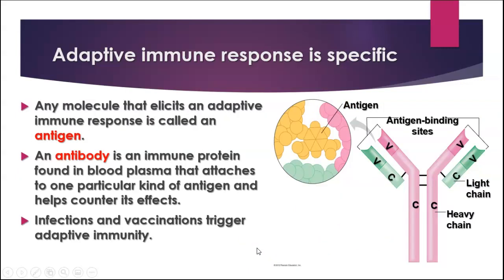So molecules that elicit what we call an adaptive immune response are called antigens. Antigen means antibody generating, and basically the purpose is to make antibodies, which are immune proteins that your blood cells make in your blood plasma, and they're specific to one particular kind of antigen, and hopefully they will help counter the effects of it and prevent further infection with that organism, with that structure, whatever it happens to be. Infections trigger adaptive immunity, so do vaccinations. They work very much the same way. You can also get immunity passively through other means we'll talk about another time.